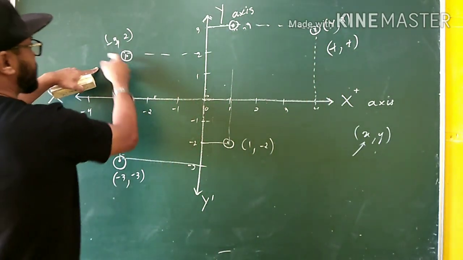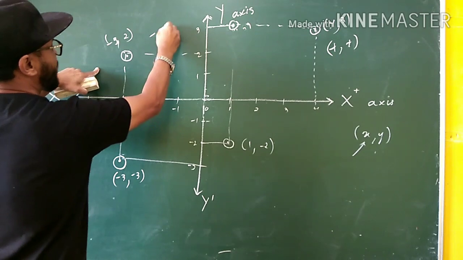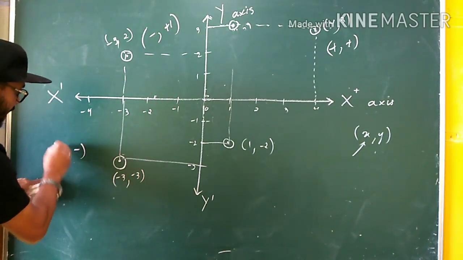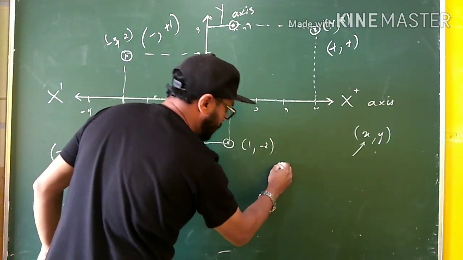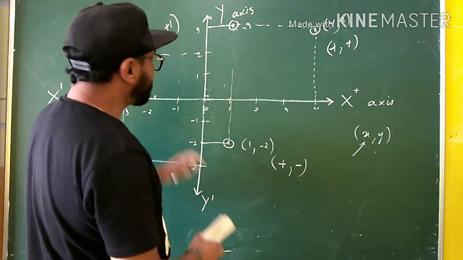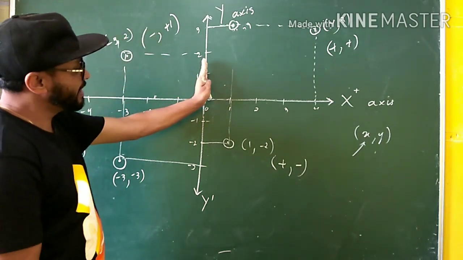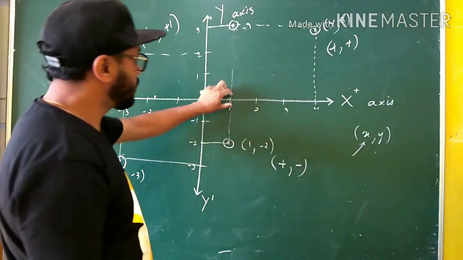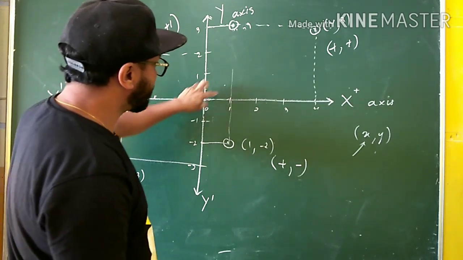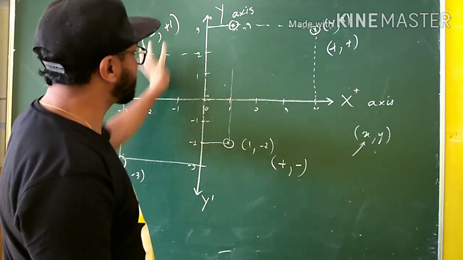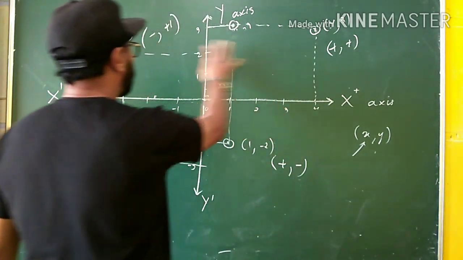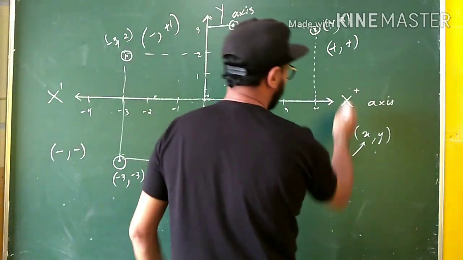At this place, x is negative and y is positive. At this point, both the values of x and y are negative, and at this point, x is positive and y is negative. Alright? Now, each line, both the axes intersect at the origin, and these two lines divide this whole Cartesian plane equally, and each part is called a quadrant.